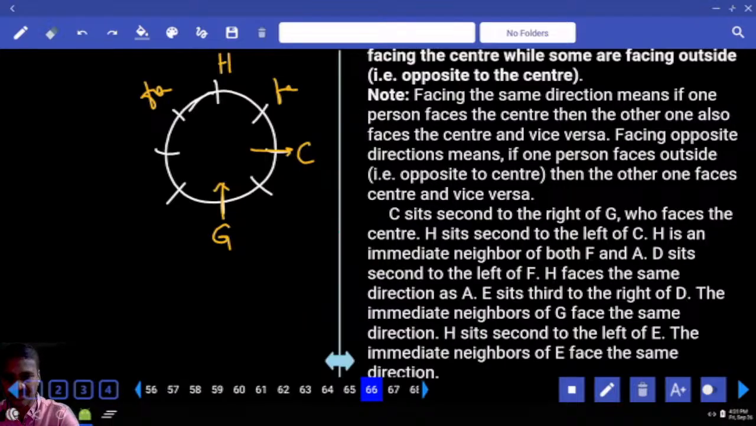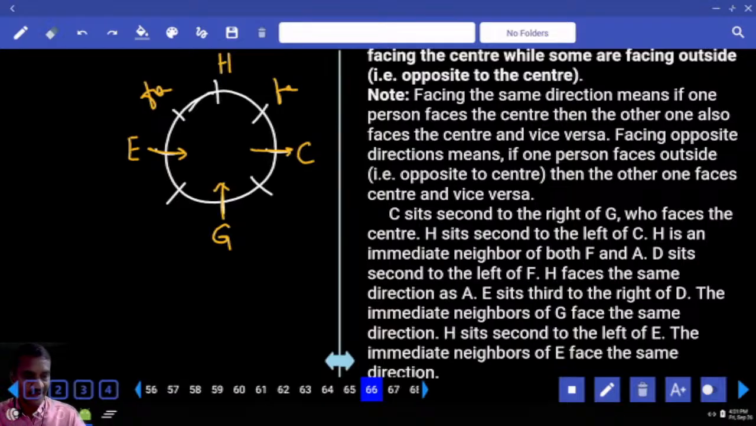H and E are facing the same direction. Then E sits second to the right of D. And whatever you see, the immediate neighbors of G are facing the same direction. H is seated second to the left of E. Now H is seated second to the left of E. E must be here. H is seated second to the left of E. E must be facing towards the center.